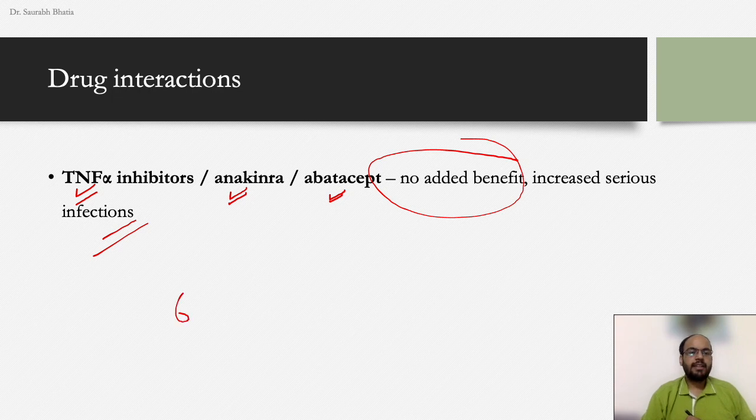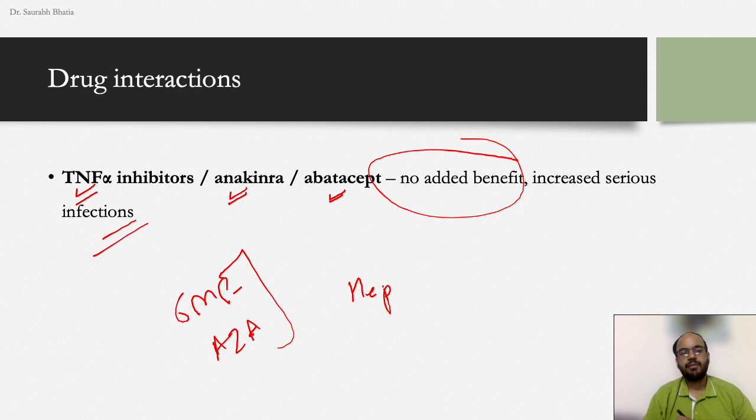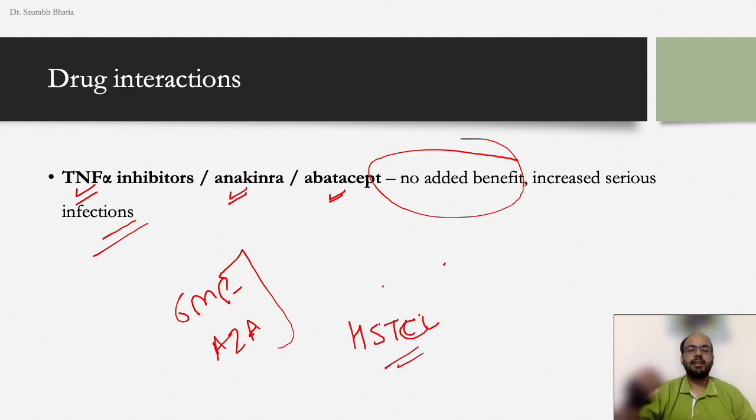Another interaction is that 6-mercaptopurine or azathioprine should not be given with certolizumab, otherwise the chances of hepatosplenic T cell lymphoma increase. Hepatosplenic T cell lymphoma, pardon my bad handwriting. Hepatosplenic T cell lymphoma chances are increased when the patient is receiving azathioprine or 6-mercaptopurine with certolizumab.